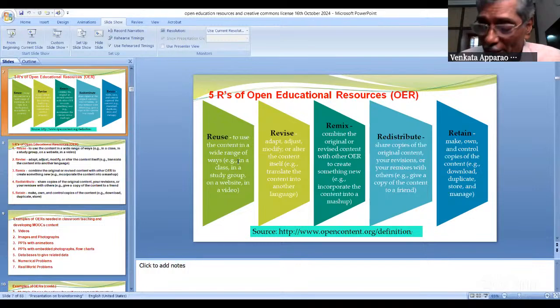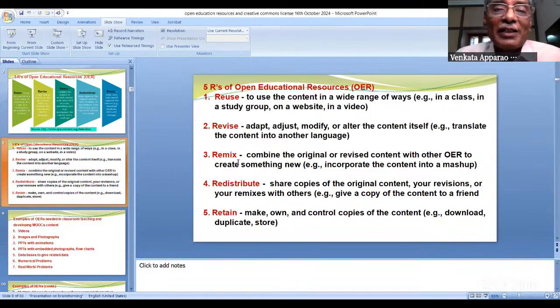That's what we mean by 5 R's of OERs. I shall explain in the next slide clearly. 5 R's of open educational resources. The first one is reuse: to use the content in a wide range of ways, for example, in a classroom, in a study group, on a website, in a video. Revise: adapt, adjust, modify, or alter the content itself.